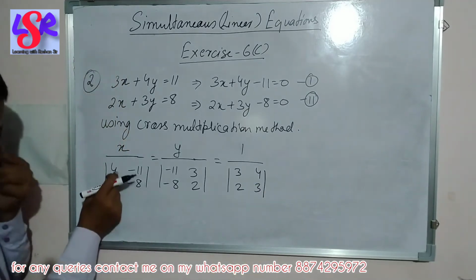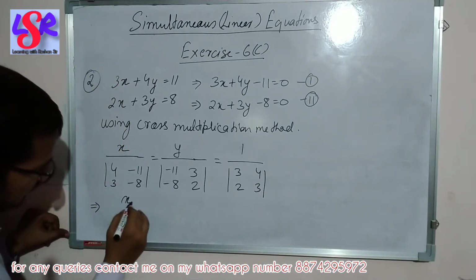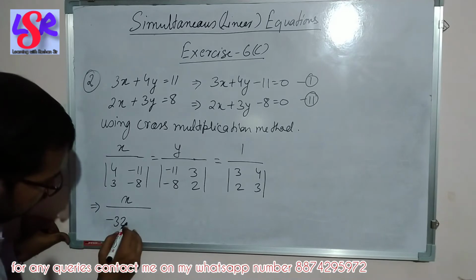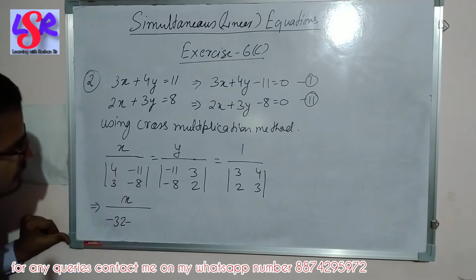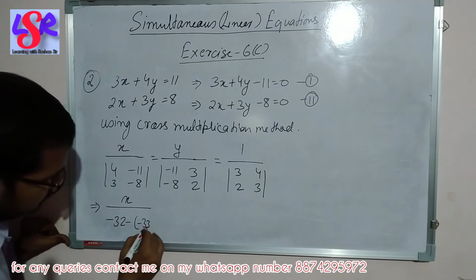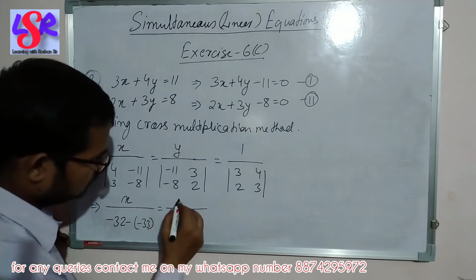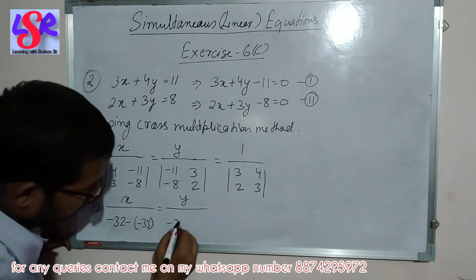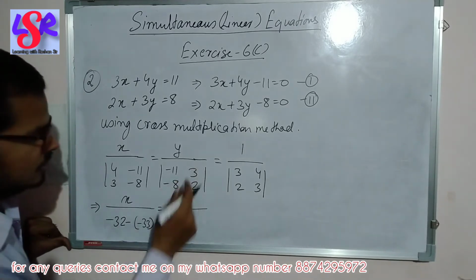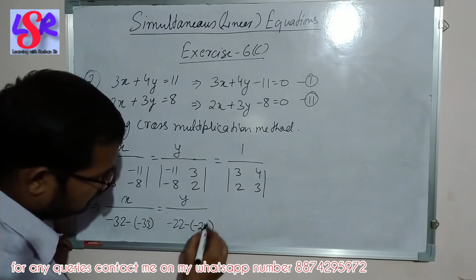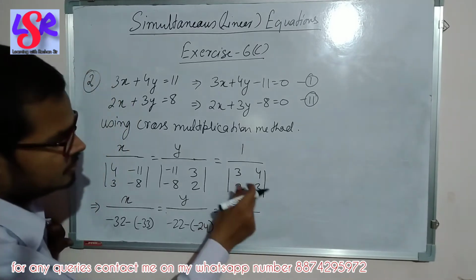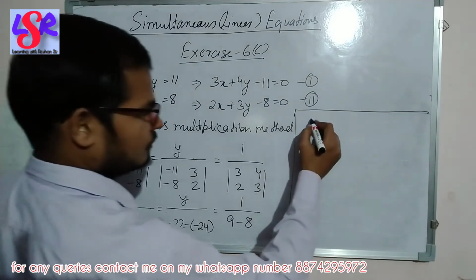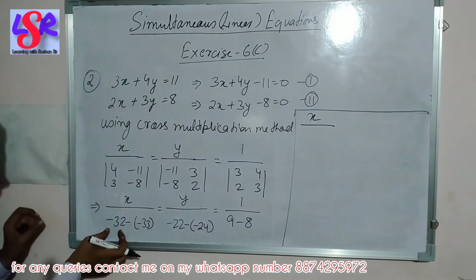Then after that we are going to write this one as x upon 4 into minus 8, that is minus 32, then we put a minus sign, 3 into 11, that is minus 33, so we get minus 33 over here, equals to y upon minus 11 into 2, that is minus 22, then minus sign, 8 into 3, that is minus 24, equals to 1 upon 3 into 3 is 9 and minus 8. Then we solve it as x upon minus 32 and minus minus plus.